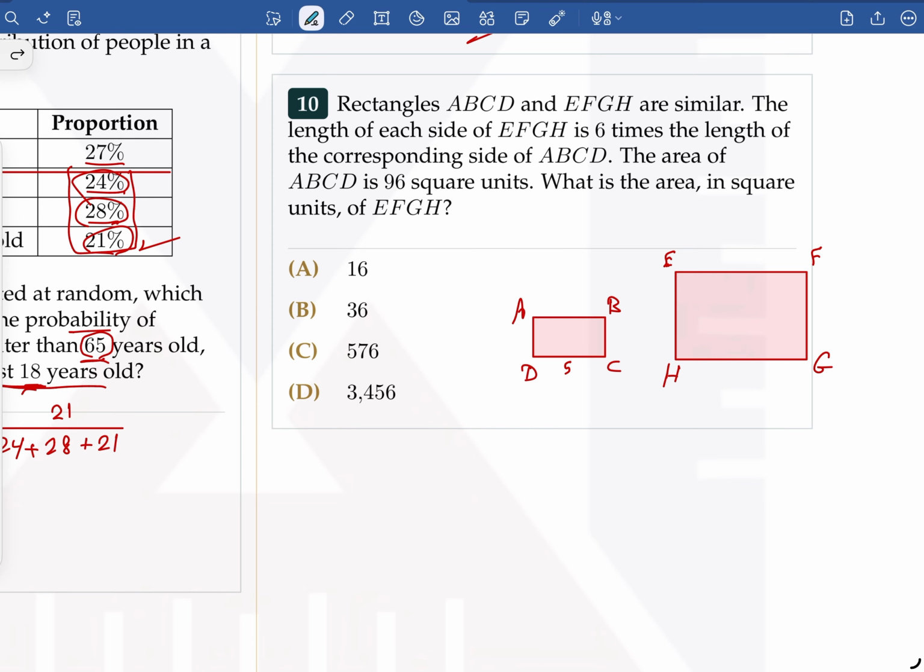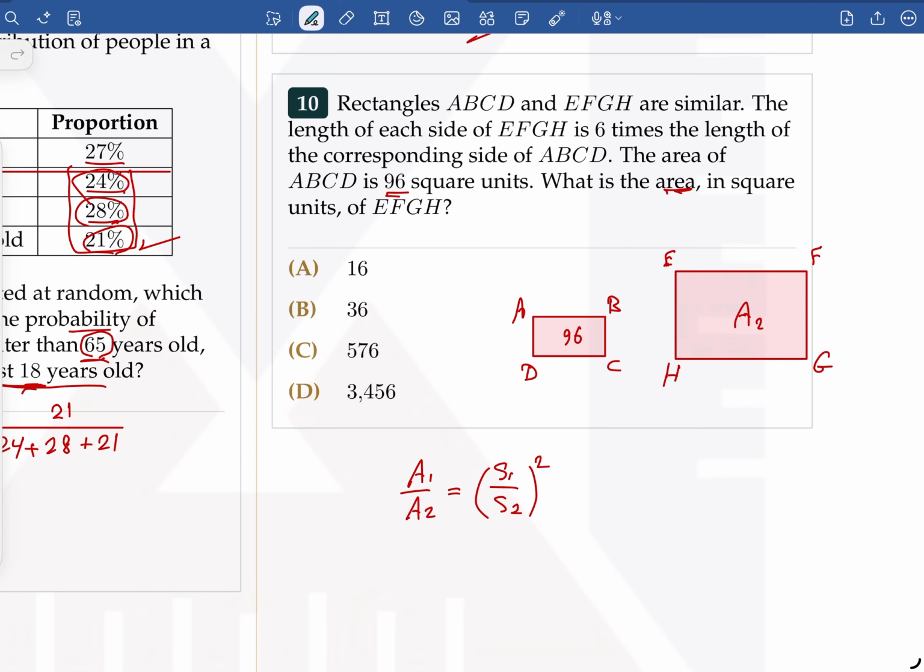And the question here says that the area of ABCD is 96. What is the area of the other one? Let's say A2, for example. And we have a relationship between the area and the dimensions, the length or the width or the perimeter. So we can say that area 1 over area 2 is equal to side length 1 over side length 2, but squared. Because the side length is 1 dimension, but the area is 2 dimensions. This is why you have to use this formula.